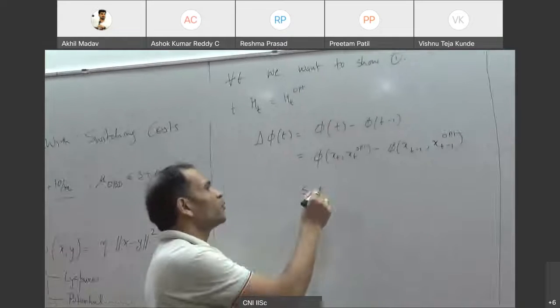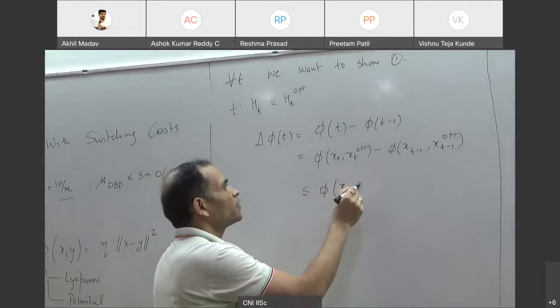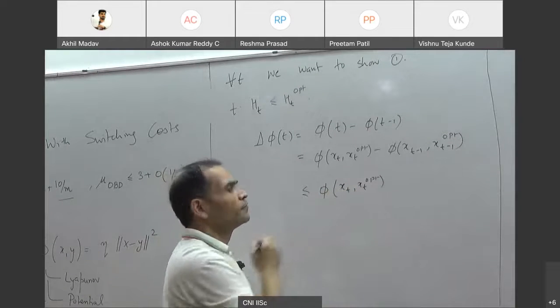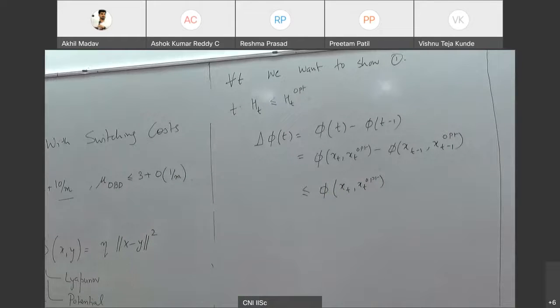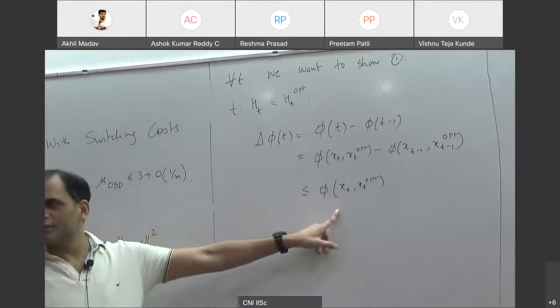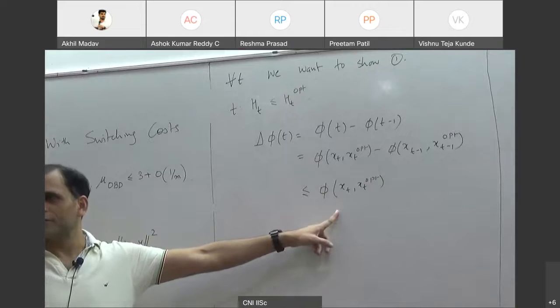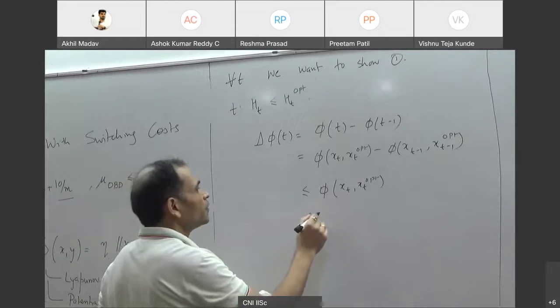Can I say this is at most P of HT, HT OPT? Just dropping a negative term. Brilliant. And using the lemma, I also know what this value is. This is at most 4 eta times.